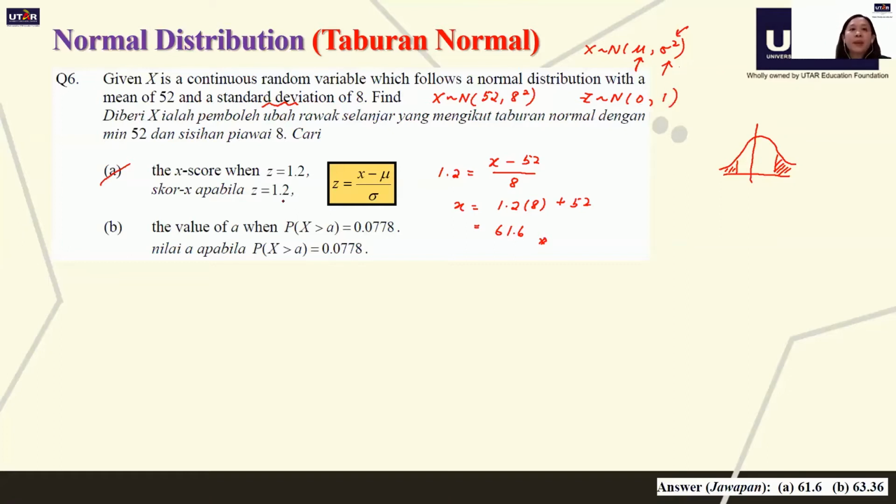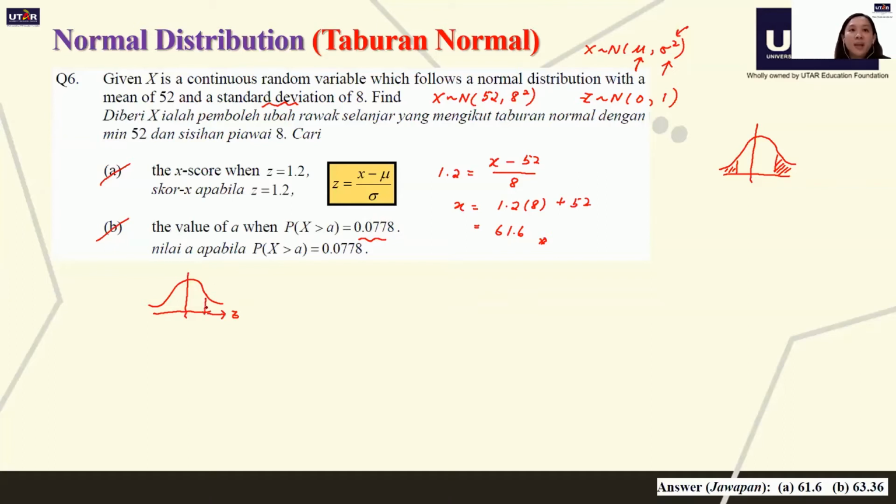Next, part B. Find the value of A where the probability of X more than A is 0.0778. This probability refers to the area given in your Z distribution, like here. They give you a normal curve. Let's say this is a Z distribution. I do not know what the value is, but the area given there is 0.0778.